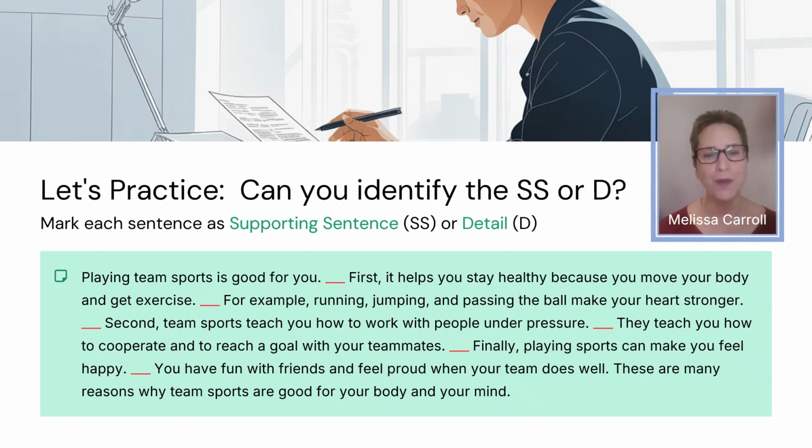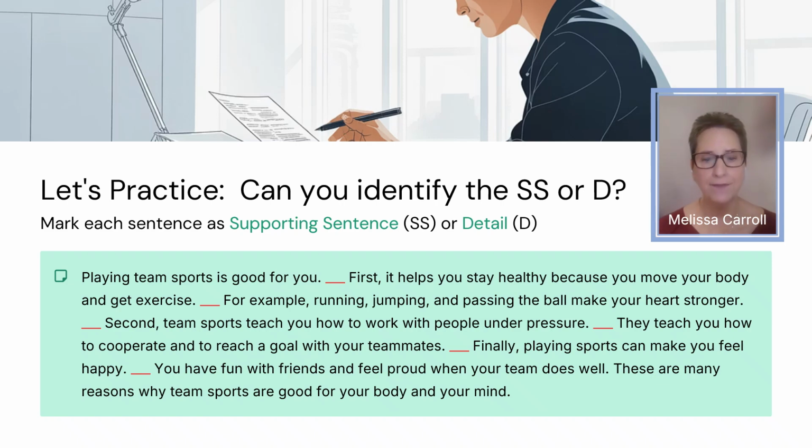So let's look at this paragraph again. You can pause the video here if you want, or you can skip forward if you're not interested in supporting sentences and details. But let's try this out. Playing team sports is good for you. Main idea. First, it helps you stay healthy because you move your body and get exercise. Supporting sentence. For example, detail. For example, running, jumping, and passing the ball make your heart stronger.